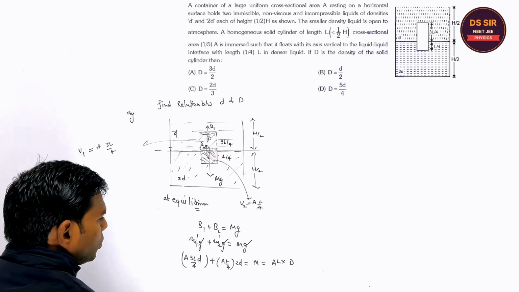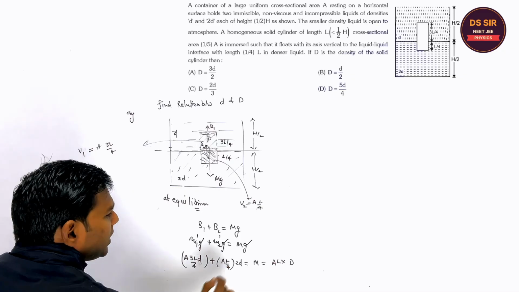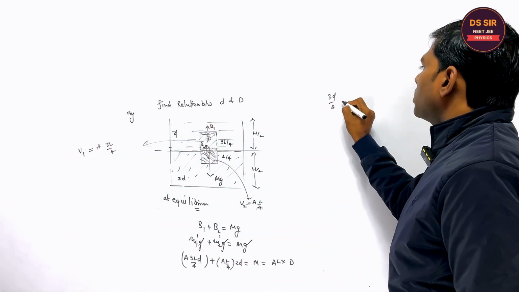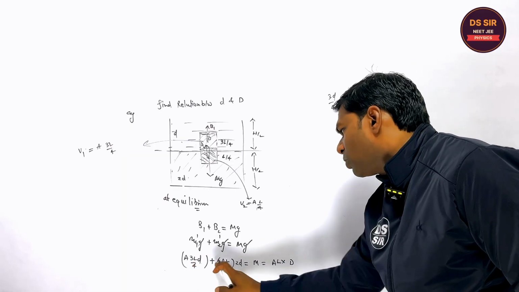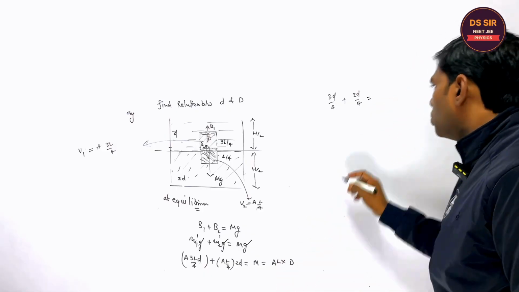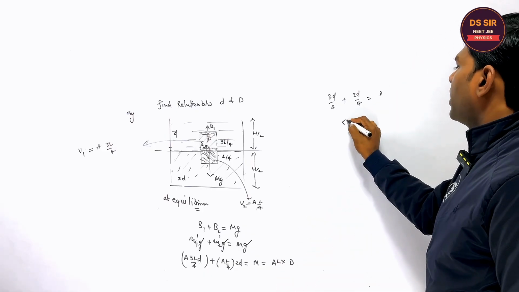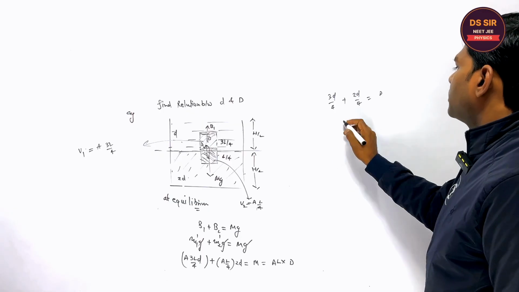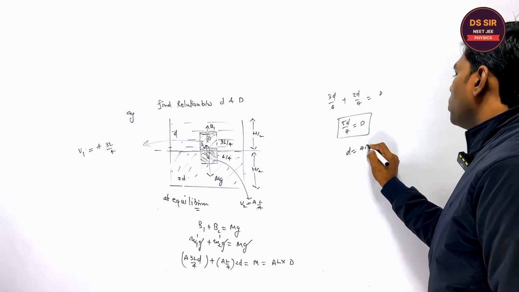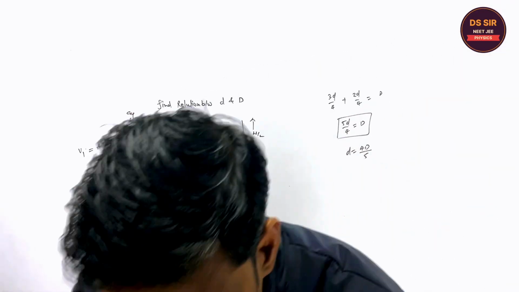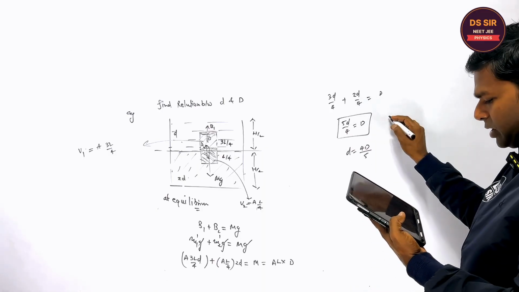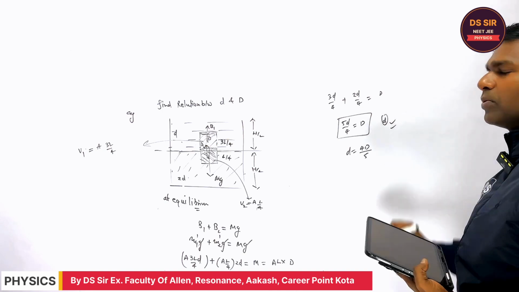Is it clear or not? So you will see AL will cancel out. So what will be left? 3d by 4 plus 2d by 4, is equal to capital D. So here 5d by 4 is equal to capital D. Small d is equal to 4D upon 5. So this is the answer. So which option is the correct answer? So the D option is the correct option. All right.